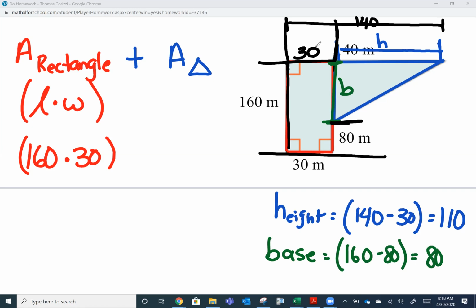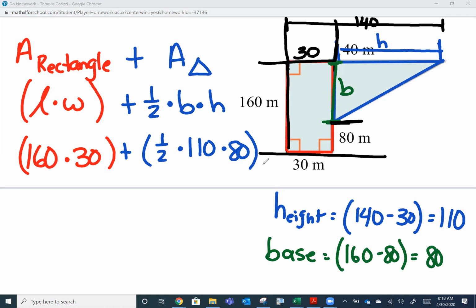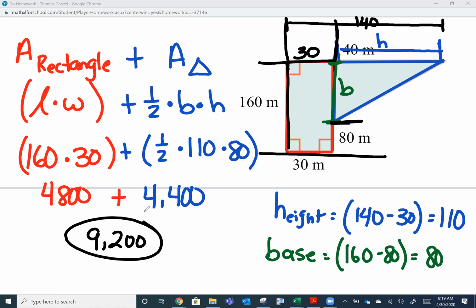So then I plug this into my formula for area of a triangle, which is 1/2 times base times height. So it's 1/2 times 110 times 80. And when you put this into a calculator individually, you'll get 160 times 30 is 4,800 plus 1/2 or 0.5 times 110 times 80 is 4,400. And when you add those two numbers together, I get 9,200 as an answer.